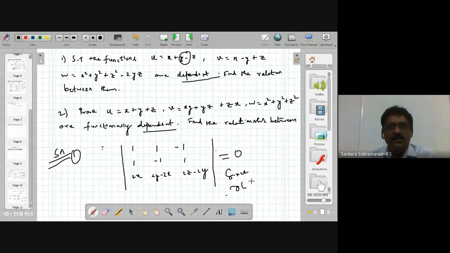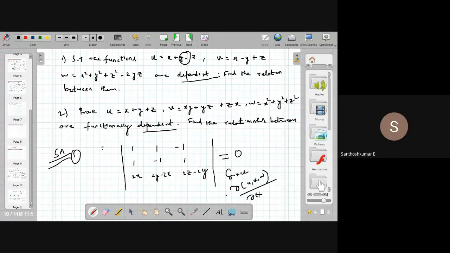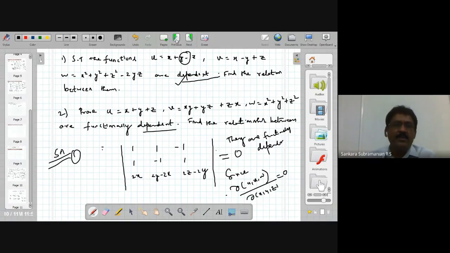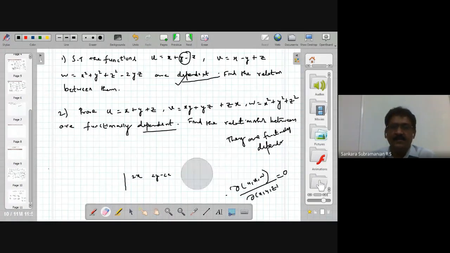Therefore you have to state the property: since dou of u, v, w with respect to x, y, z equals 0, you have to say that they are functionally dependent. They means the variables are functionally dependent. Dependent means what is the relation? That is also a question. Then how will you relate it?